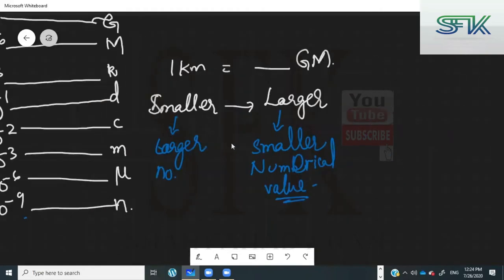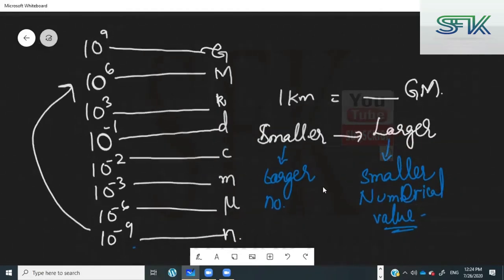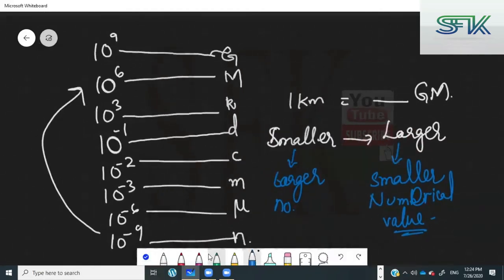For example, right over here from kilo to giga. First of all, you need to find out the difference in their powers. This is 10 raised to the power of 9. This is 10 raised to the power of 3. You need to convert from kilo to giga. What's the difference between them? It's 9 minus 3, which is 6. The difference is 6.